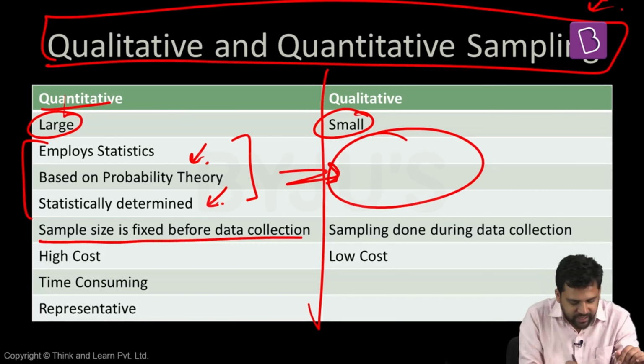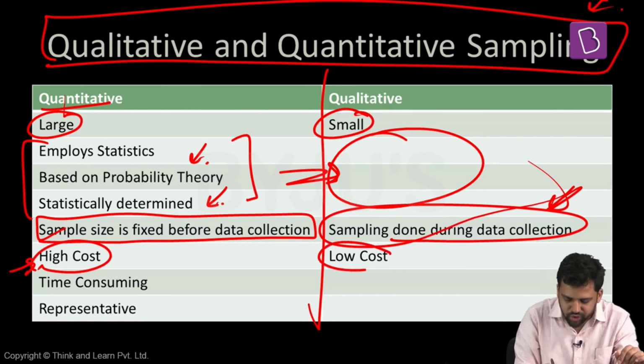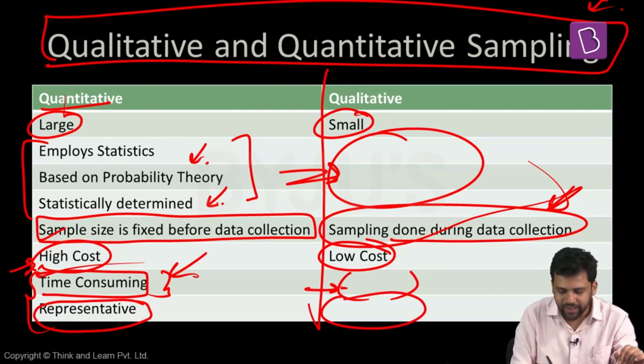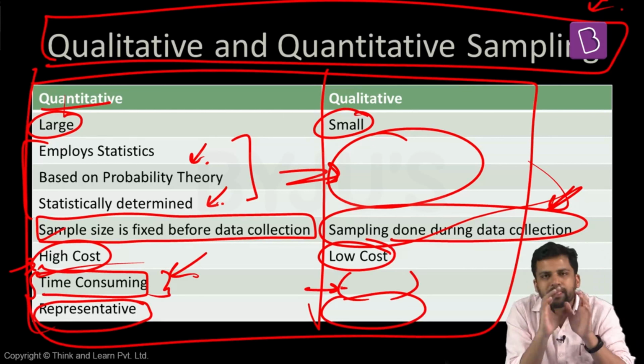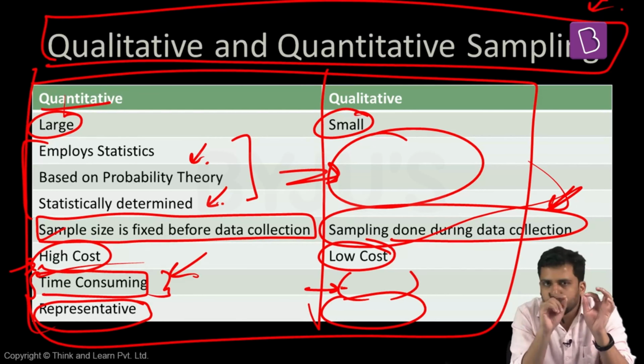In quantitative sampling, the sample size is fixed before you collect data. In qualitative sampling, it is done at the time of data collection. The cost is more in quantitative, and low in qualitative. Again, quantitative is a more time-consuming method; qualitative sampling is not that time-consuming. Quantitative sampling is more representative. Qualitative sampling might be less representative of the entire population. So this is the difference between qualitative and quantitative sampling. Keep this in mind, and try to link it with the first subtopic under the research methods and analysis chapter, qualitative and quantitative methods.